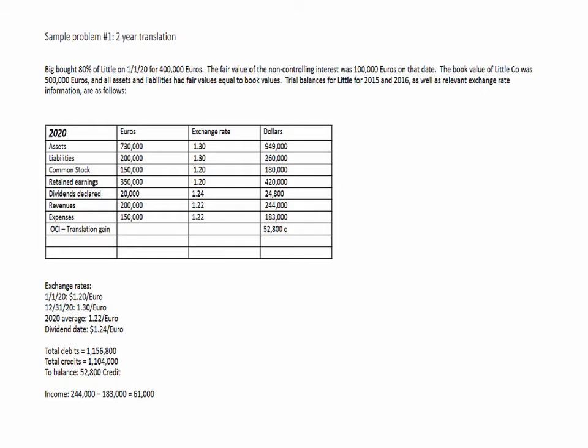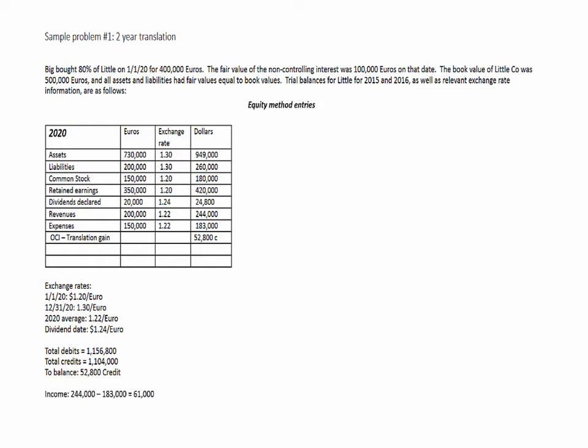Next, we're going to need to go ahead and do our equity method entries. And so the first order of business there is going to be we have to figure out what is our dollar-denominated income. So dollar-denominated revenues are $244,000, dollar-denominated expenses $183,000, for dollar-denominated income of $61,000.